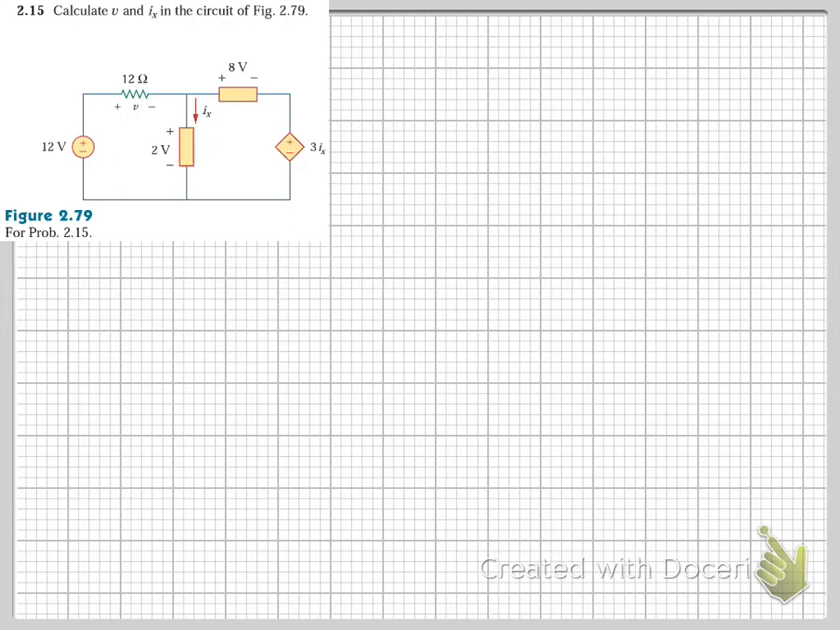In this one, they say calculate V and Ix in the circuit. Okay. So this is loop 1. And this is loop 2. Oh, I must get a new stylus. So in loop 1, we are going to apply our KVL, right? So negative 12 volts.